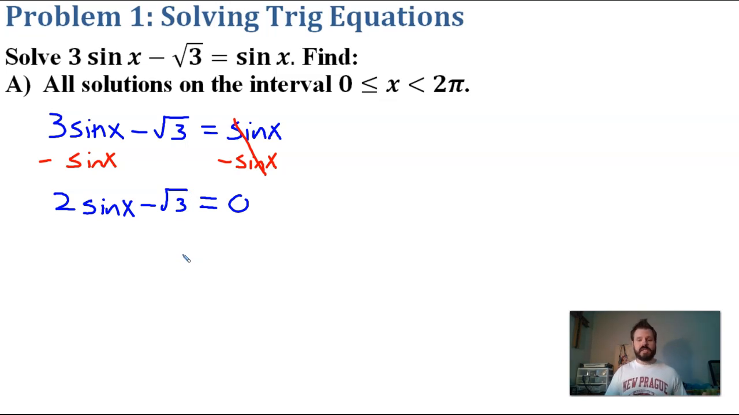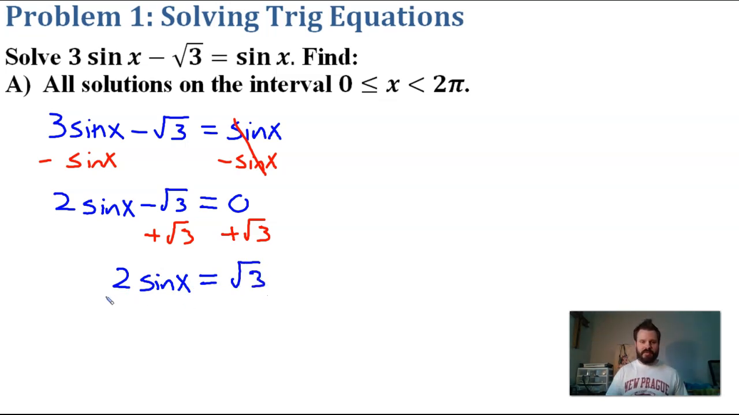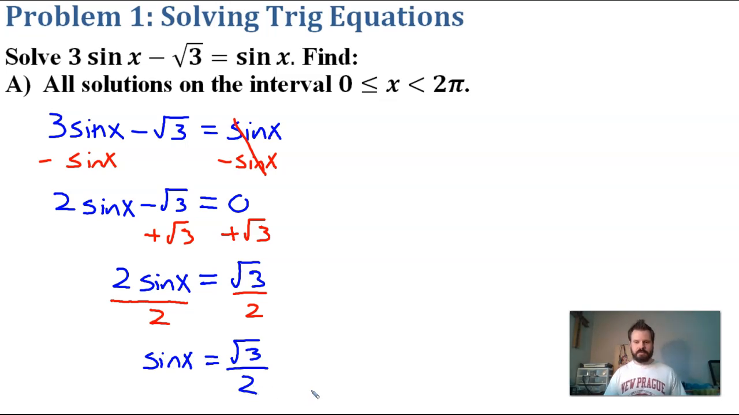So we got all our x's on one side of the equation. I now want to get all my other stuff on the other side. So for that, I'm going to add root 3 to both sides. So that'll leave me with 2 sine x equals root 3. And then finally to get the sine x by itself, I'm going to divide both sides of the equation by 2, which will leave me with sine x is equal to root 3 over 2.